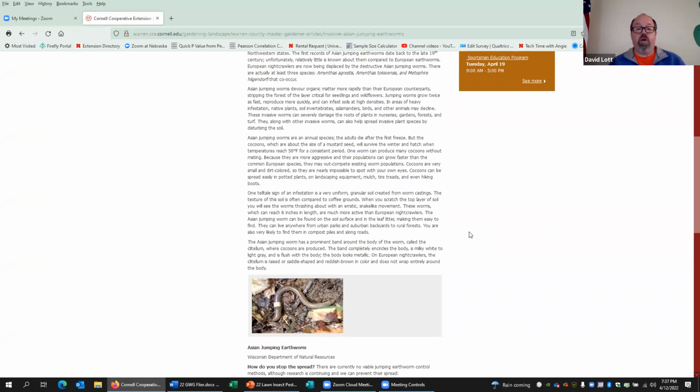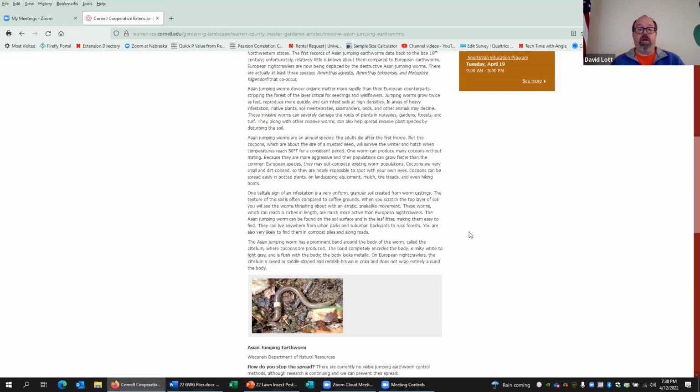These worms can reach 6 inches in length and are much more active than European night crawlers. They can be found on the soil surface and in leaf litter, making them easy to find, whereas our night crawlers are soil dwellers, deep dwellers. These are going to be found on the surface, so that's one telltale sign. They can live anywhere from urban parks and suburban backyards to rural forests. So they definitely are a potential problem.